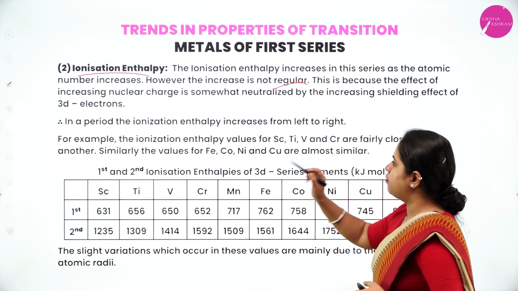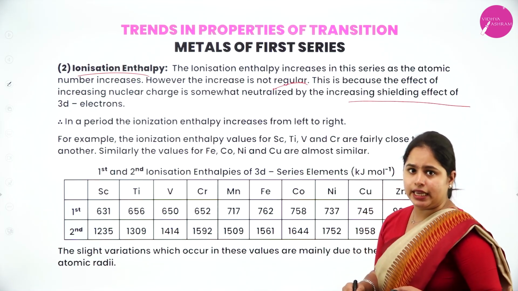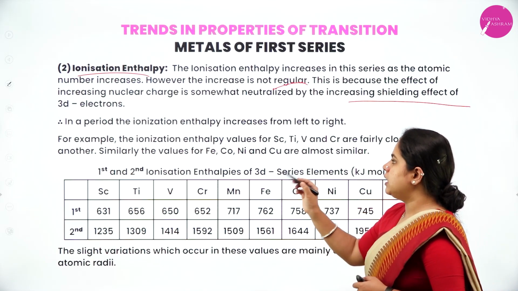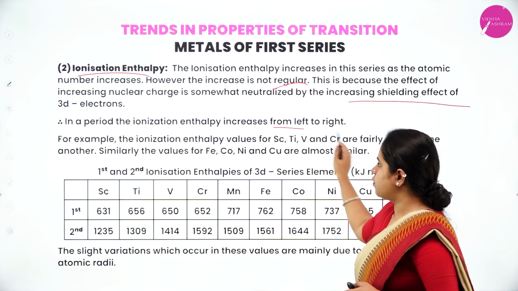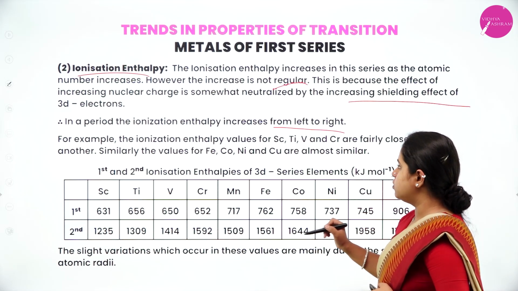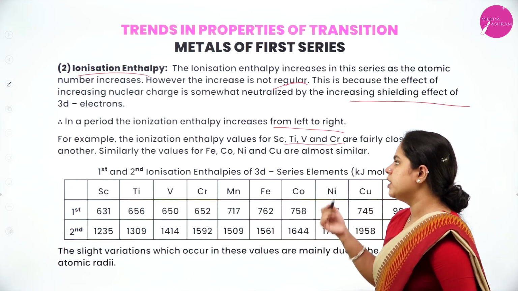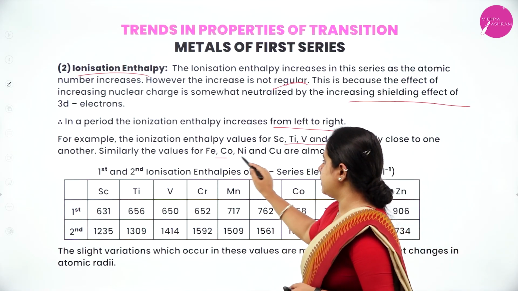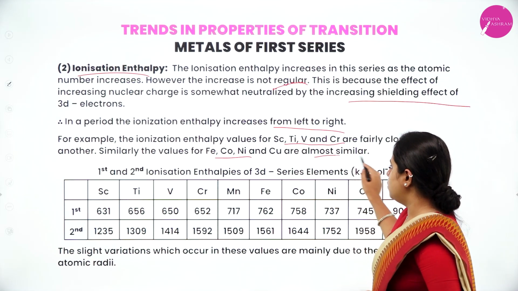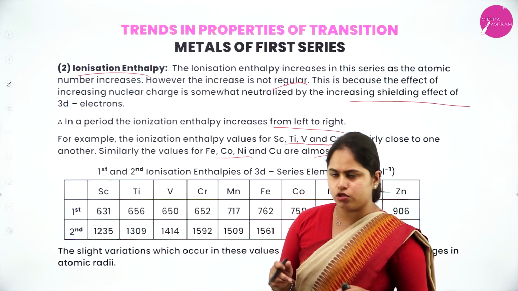This is because the effect of increasing nuclear charge is somewhat neutralized by the shielding effect. We have already discussed this. In a period, the ionization enthalpy increases from left to right. For example, ionization enthalpy values of scandium, titanium, vanadium and chromium are fairly close to one another. Similarly, the values of iron, cobalt, nickel are almost similar, right? Why? Because their atomic radii are almost similar.